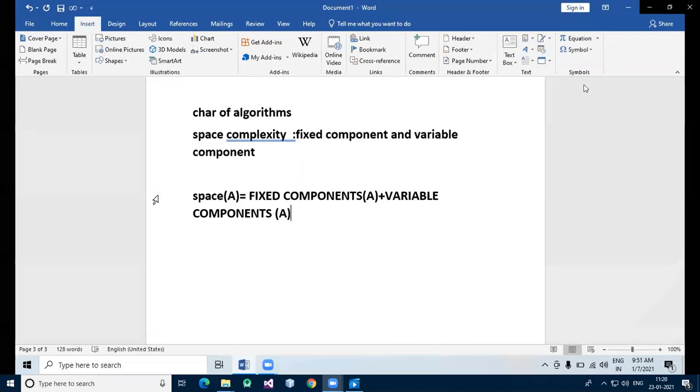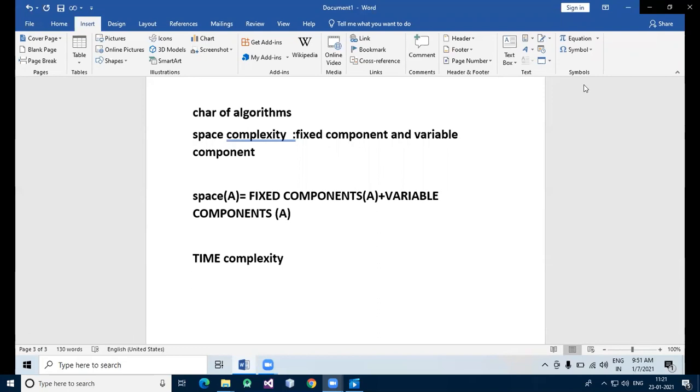Then time complexity is there. The first one is space complexity, under which there are two components, fixed and variable. The second one is time complexity.